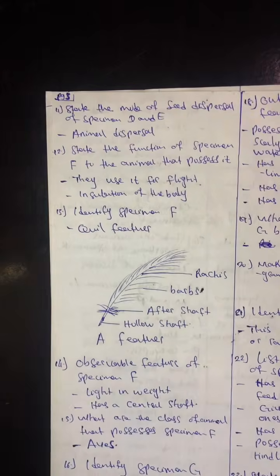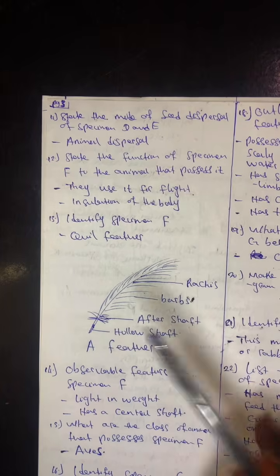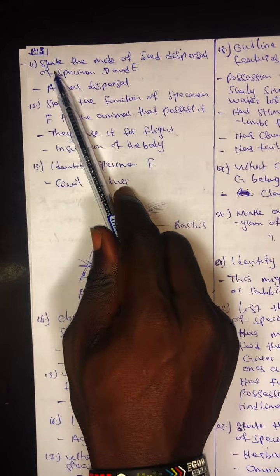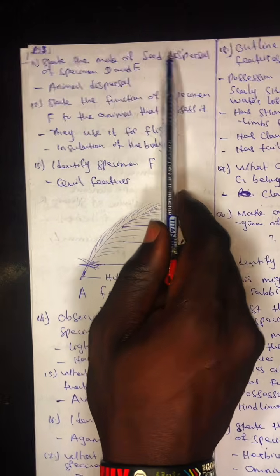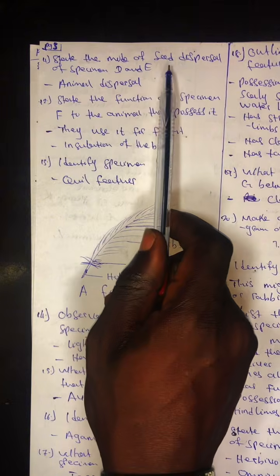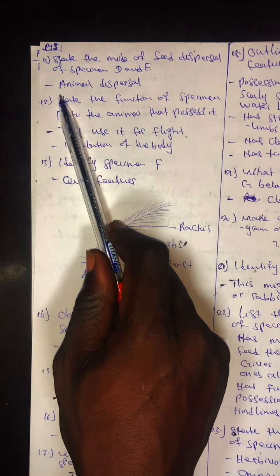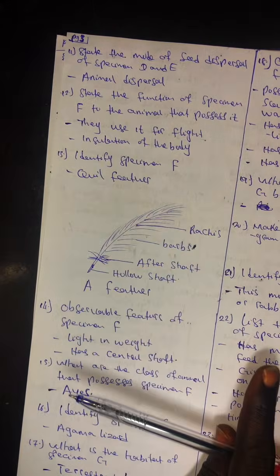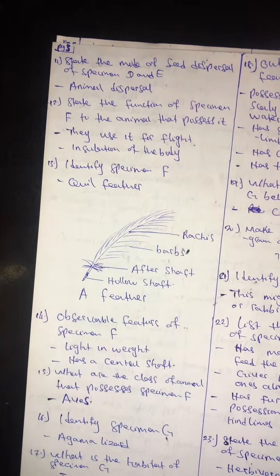Let's move to page 3 of my work. The next question here is on page 3, which is number 11. State the mode of seed dispersal of specimen D and E. What is the mode of their seed dispersal? The mode of their seed dispersal is animal dispersal. You might be asked reasons and state your reasons. Because the fruits are edible. Any fruit that is not edible, will animal follow it?